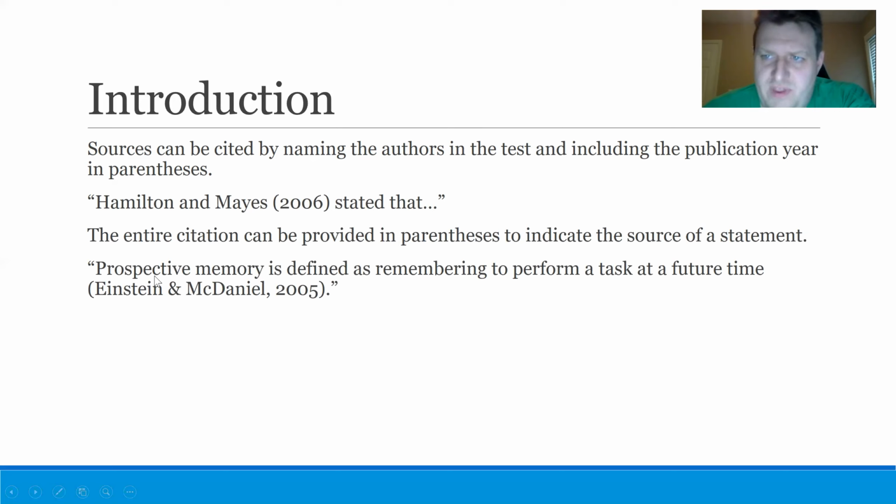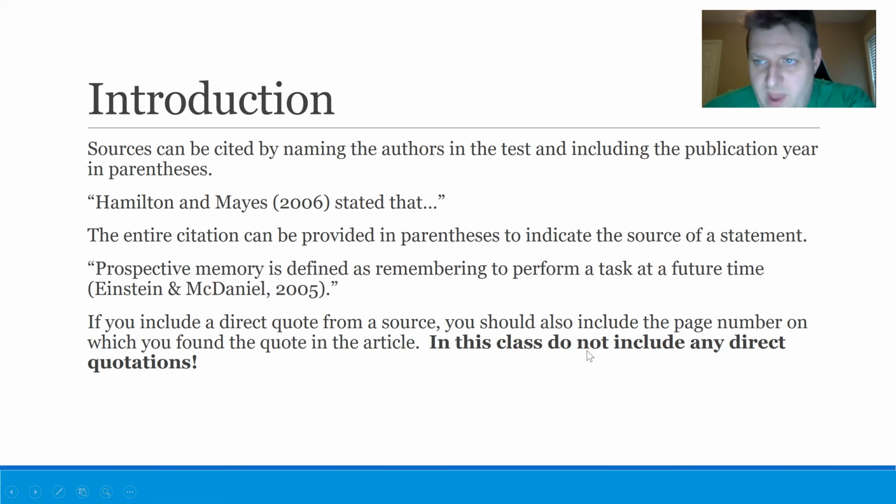But most of the time, we just state things, and then we include the citation at the end of the sentence. So if we were saying prospective memory is defined as remembering to perform a task in the future, I'm just going to include at the end the citation of the paper that I got this definition from. Now, I'm not quoting it word for word, okay? I don't want there to be any direct quotations in your APA style papers.